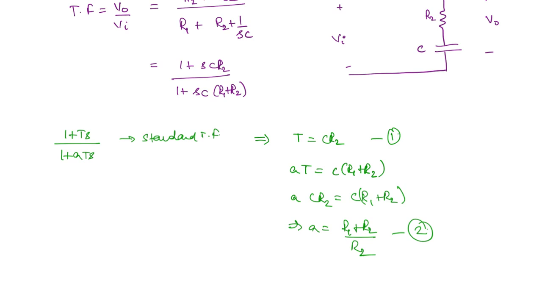From here you can see that A is greater than 1, because you have R1 plus R2 divided by R2. So A should be greater than 1. This is what we want in a lag compensator.